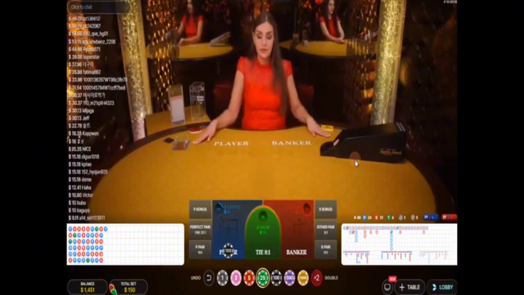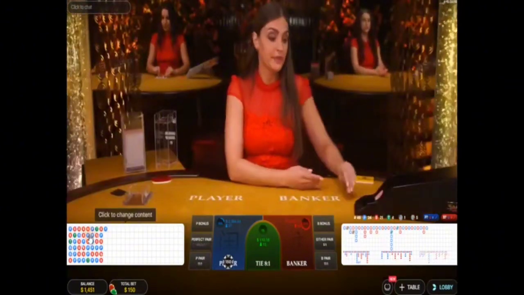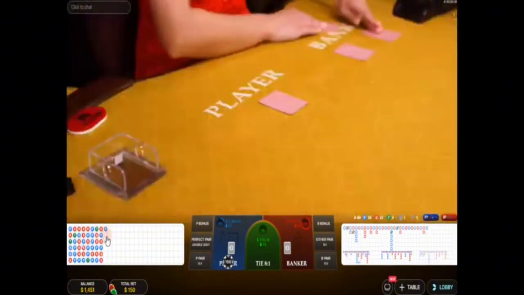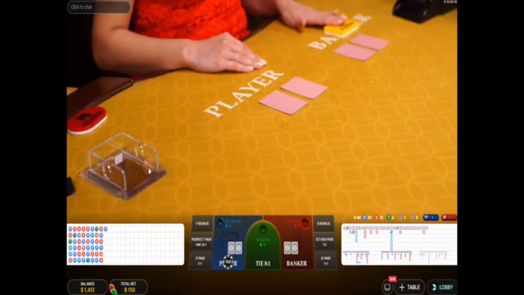I don't know. But this could be an interesting repeat if we do win. Because see this column here? Player, then player, player. Here's player, and then player, maybe another player right there. That could be an interesting pattern repeat on the speed road.